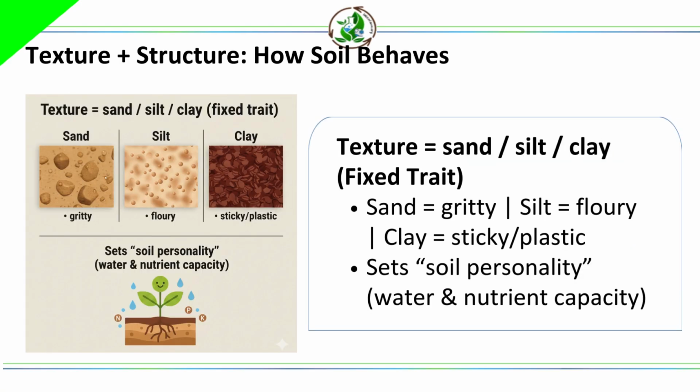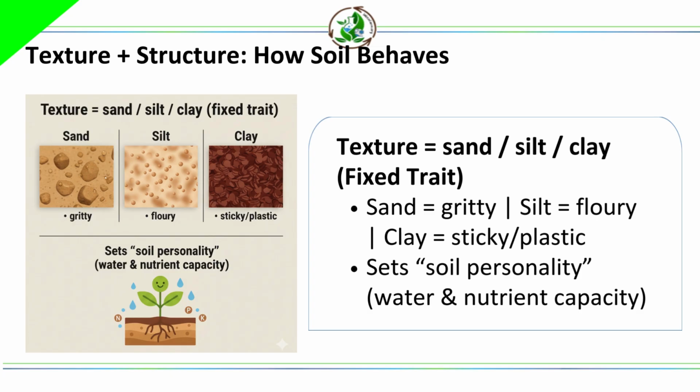Now let's think about texture, a soil's personality trait. Soil is made of sand, silt, and clay. Sand grains are large, gritty like sugar. Silt grains are intermediate, feel soft like flour. Clay particles are tiny, smooth, and sticky when wet. The mix of those 3, that is the texture, gives soil a fixed character.